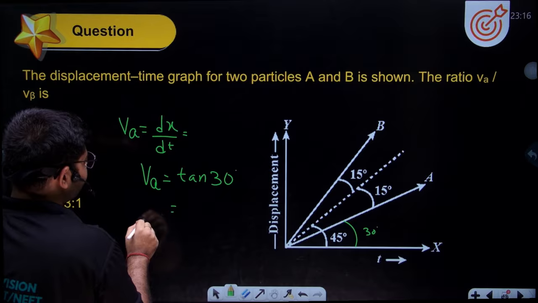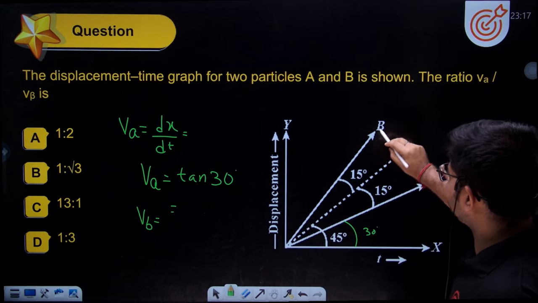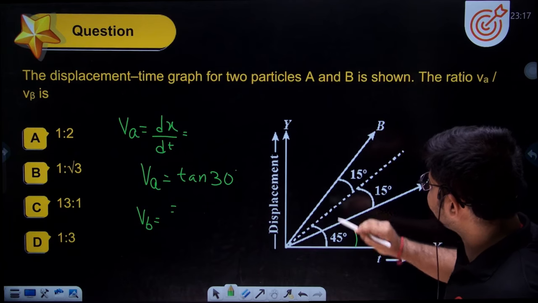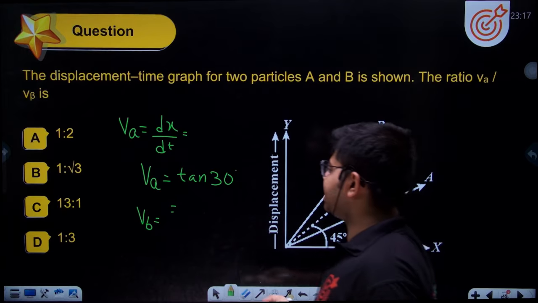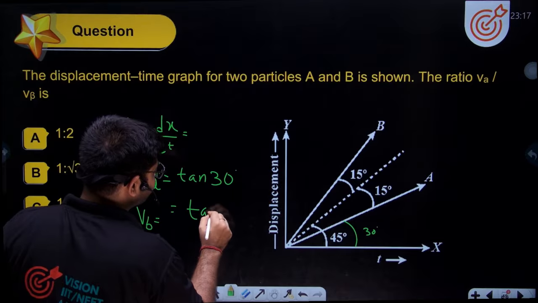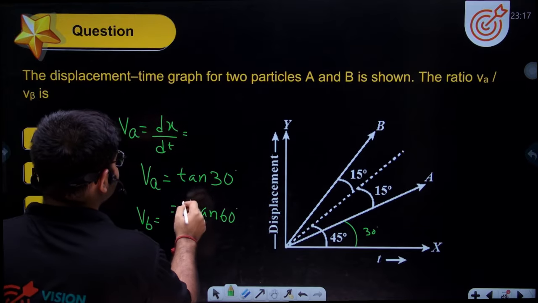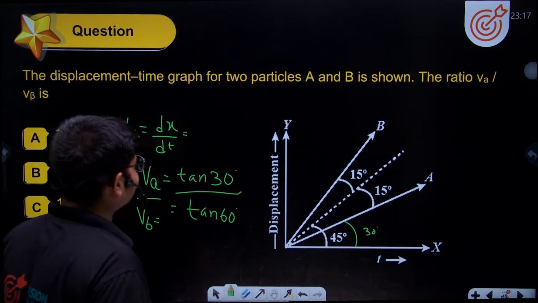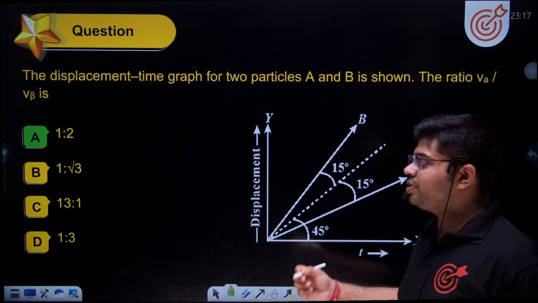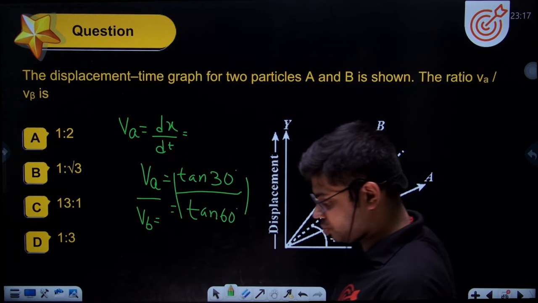And similarly VB is the slope of this line. So the slope of this line is going to be 45 plus 15, so it is 60. So it is tan 60. So if you are asked about VA by VB, it is tan 30 by tan 60. Anyway, your value is going to be 1:3. Tan 30 by tan 60 will give you a value of 1:3.